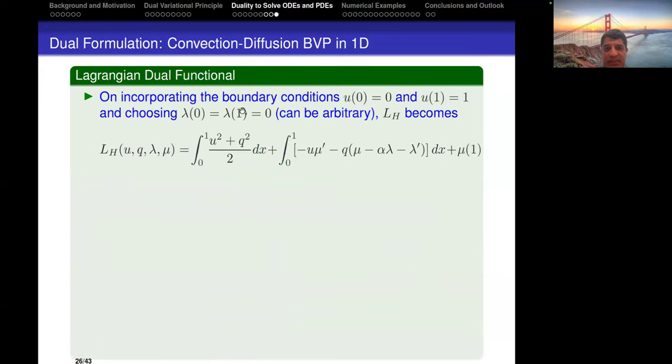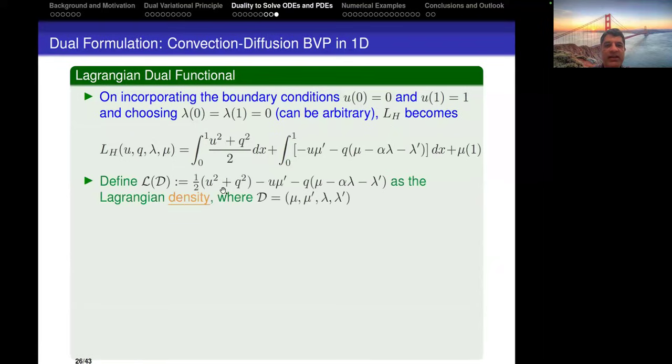And then you say, okay, we'll incorporate the boundary conditions. U of 0 is 0, which is what is given, and U of 1 is 1. And now again, the lambda guys are arbitrary, right? You pick the values. I pick lambda 0 and lambda 1 both to be 0, but they can be arbitrary, to make LH become this. So LH becomes this. And then afterwards, I define exactly as before, L of this is this.